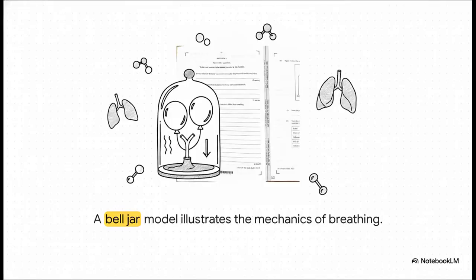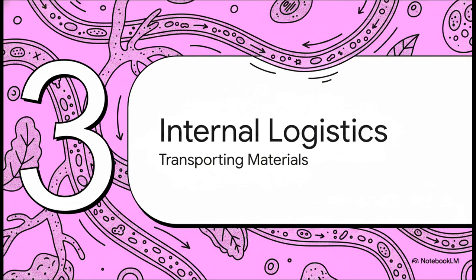Speaking of that physical movement, a classic bell jar model is a brilliant way to illustrate the mechanics of mammalian breathing. Notice how the rubber sheet at the bottom acts just like a human diaphragm. When it gets pulled down, it creates this pressure difference that physically pulls air through the glass tube, which acts like our trachea, and inflates the balloons, representing our lungs. It is just a perfect visual demonstration of pressure and volume in action. Which brings us to Section 3, internal logistics, or transporting life's materials.